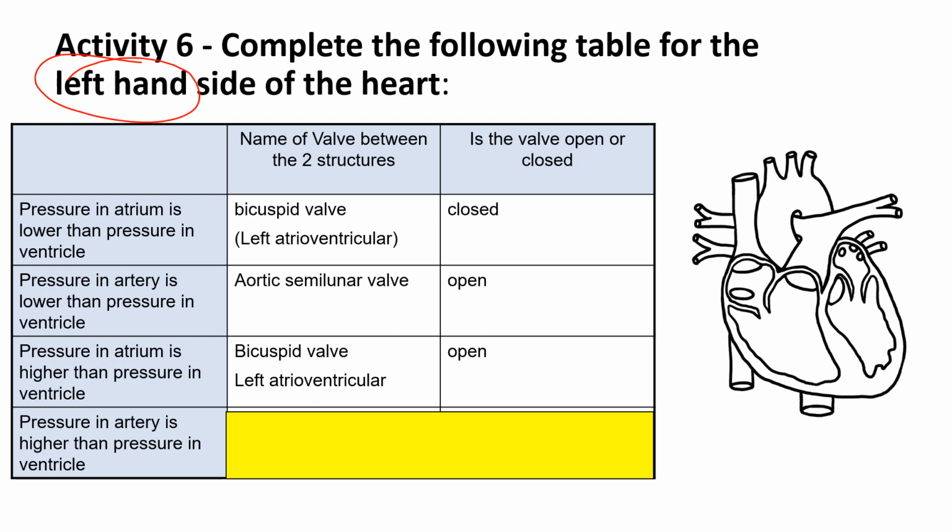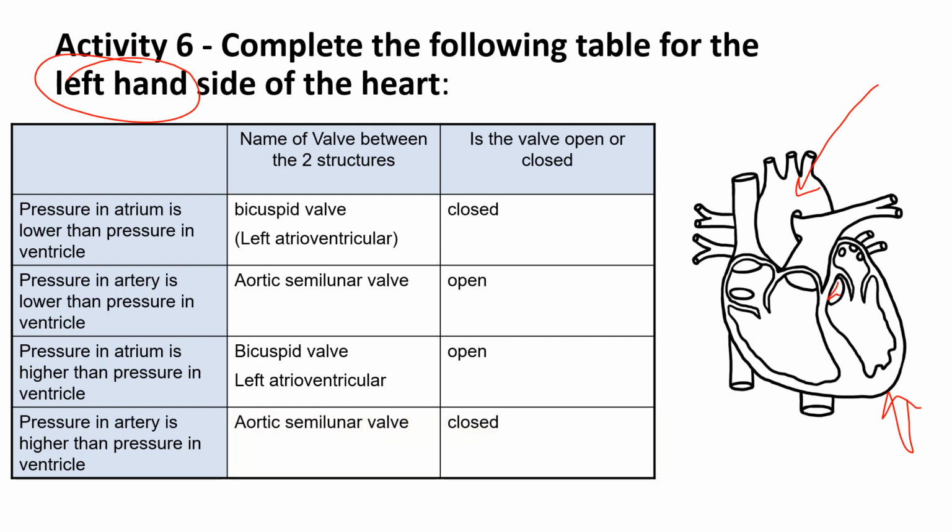Finally, pressure in the artery is higher than pressure in the ventricle. That implies that the ventricle is at a lower pressure, so the ventricle is relaxed, in diastole, because the volume will be bigger, therefore the pressure will be lower. And so to keep blood in the aorta, the aortic semilunar valve is going to close, slam shut, and keep high pressure blood in the aorta. Blood at this point is flowing and filling up the left-hand side of the heart.